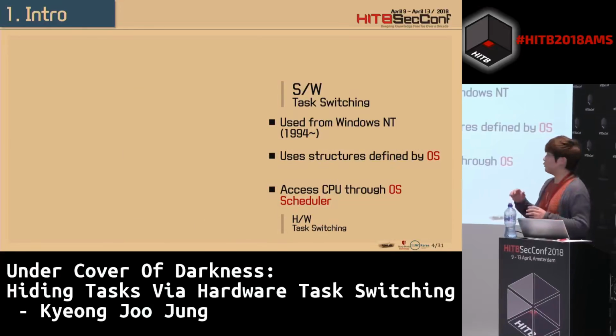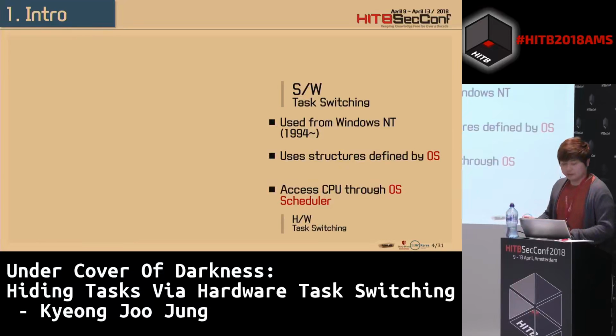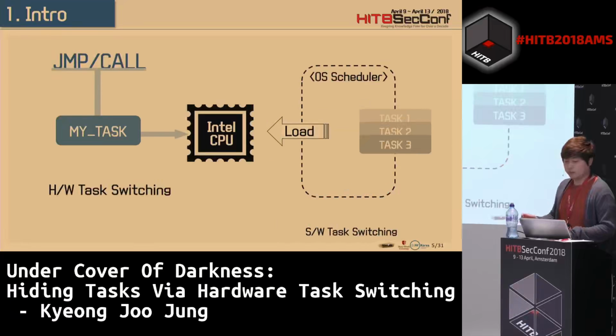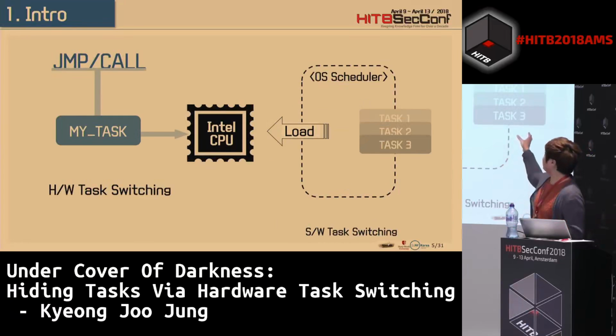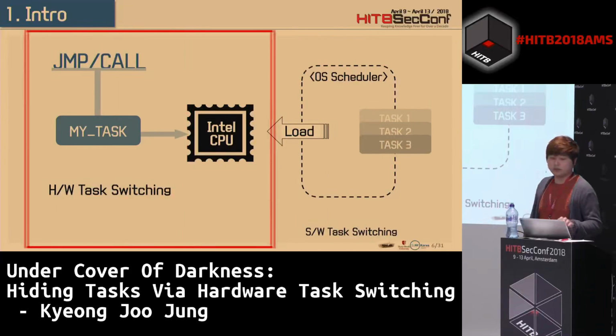We are trying to use hardware task switching with the software task switching. I know it's quite hard to understand. I will explain more about it. You can see on the right side it says software task switching, and on the left side it's called the hardware task switching. Currently, it's like in the red box. We use this as the software task switching, but what we're trying to do is manually operate the hardware task switching, like this.